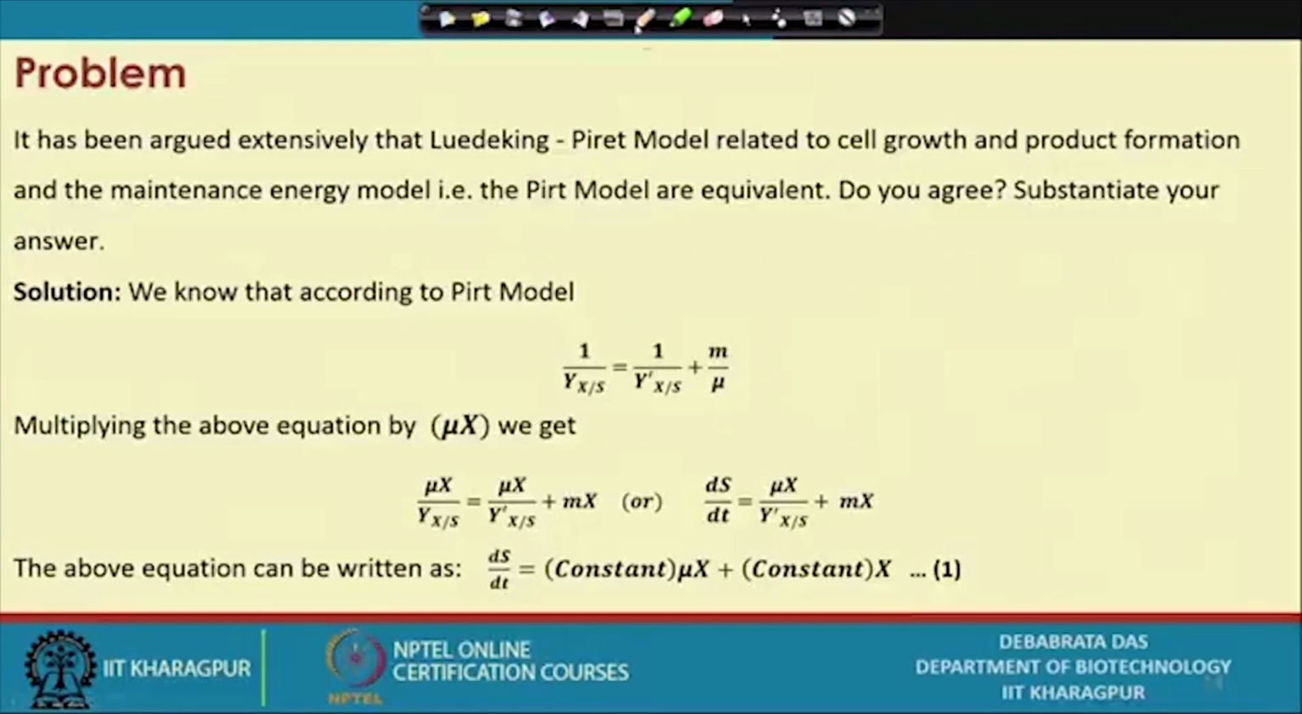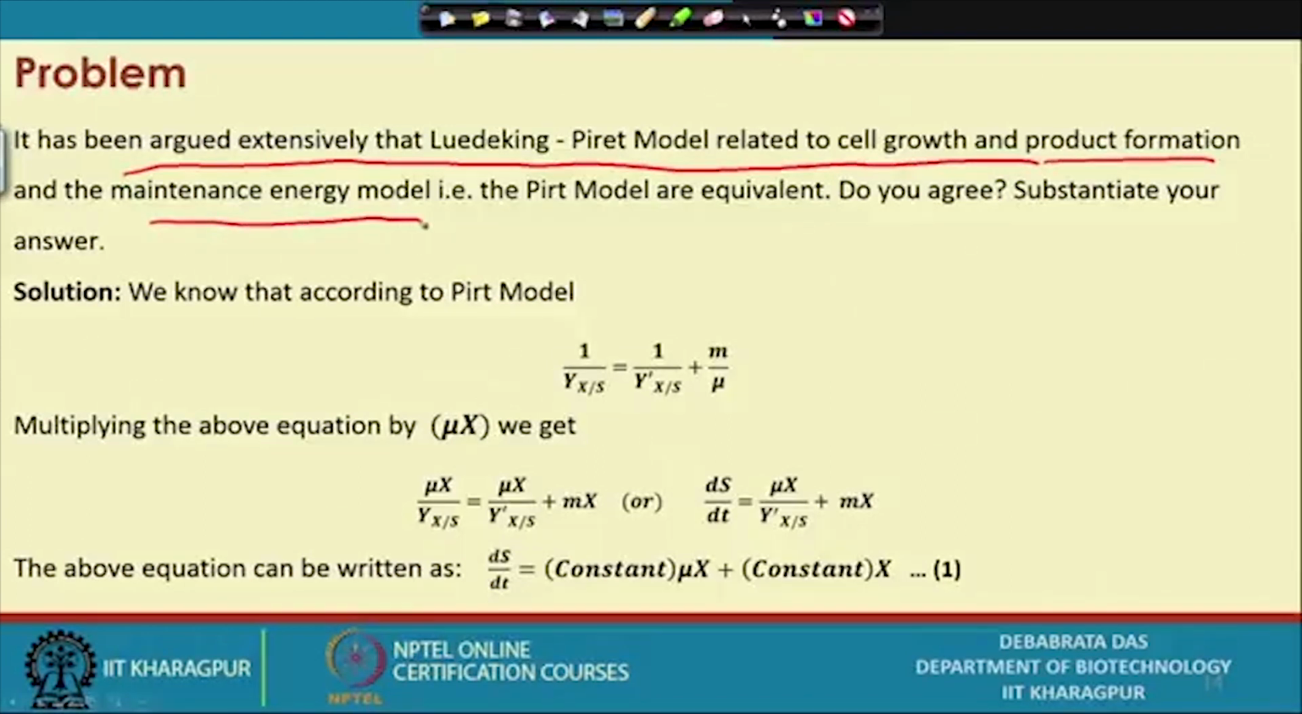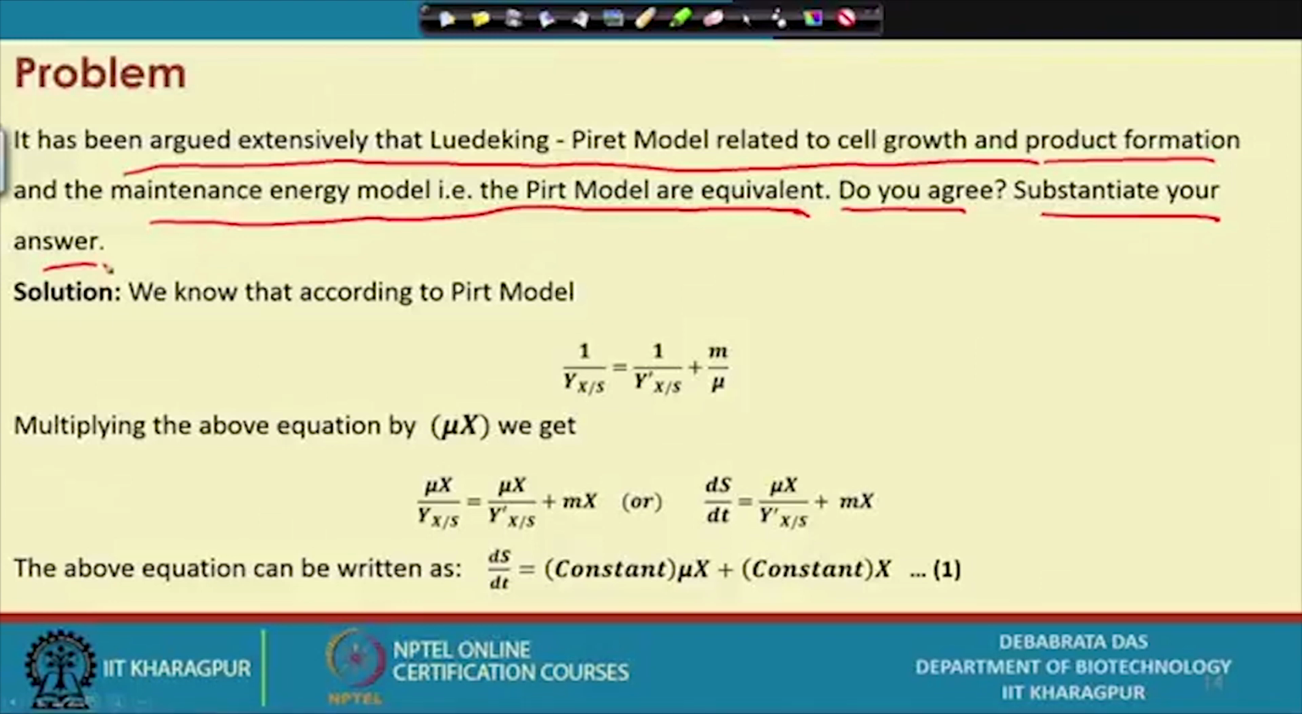Now, let us see this very interesting problem. It has been argued that the Luedeking-Piret model, related to cell growth and product formation, and the maintenance energy model, that is the Pirt equation, are equivalent. Do you agree? Justify your answer. Now, what does it mean? By this time we know what the Pirt equation is. The Pirt equation deals with the maintenance of the cells, and the Luedeking-Piret model deals with product formation. The question comes: are they equal? Are they equivalent? Now, how can we justify that?